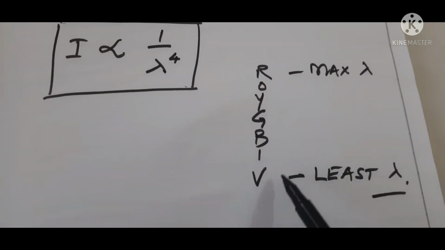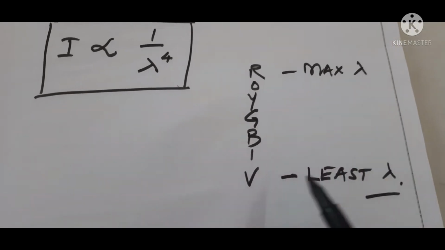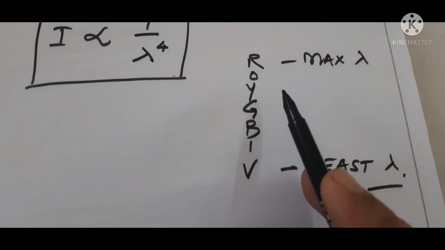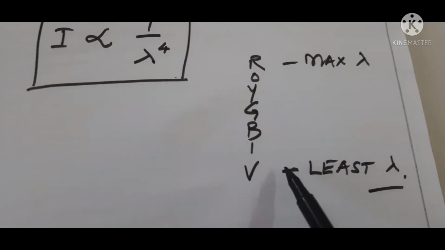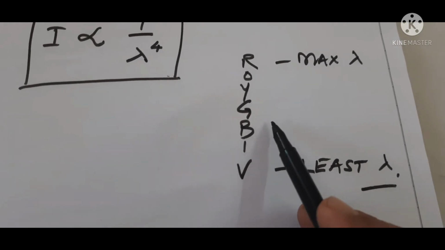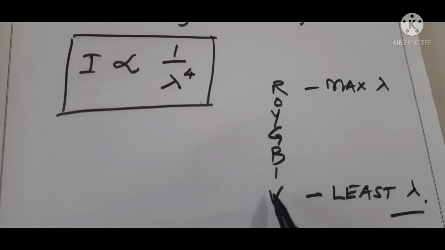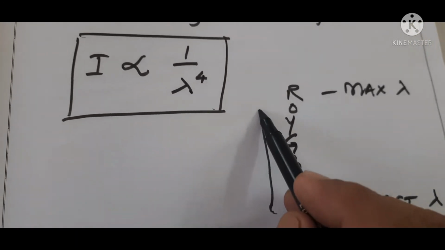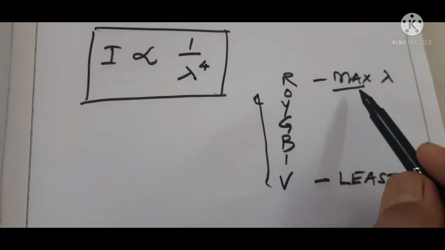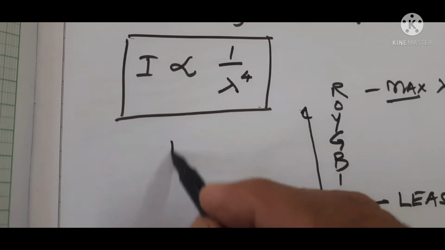In case of the visible region, violet has the least wavelength and red has the maximum. So violet, after the violet, the indigo, blue, green, yellow, orange, red. So the wavelength of indigo is more than that, blue is more than that. Like that, as these lower wavelengths of light are scattered, leaving behind only the red, that is the maximum wavelength, the sky appears reddish.